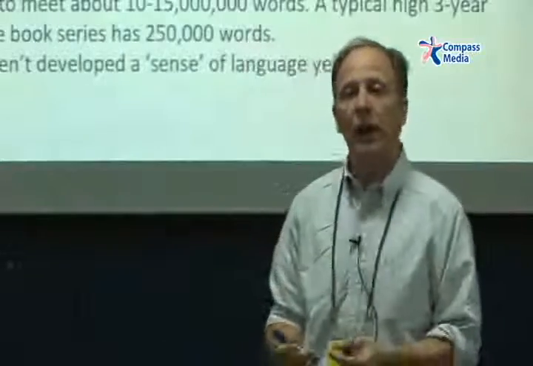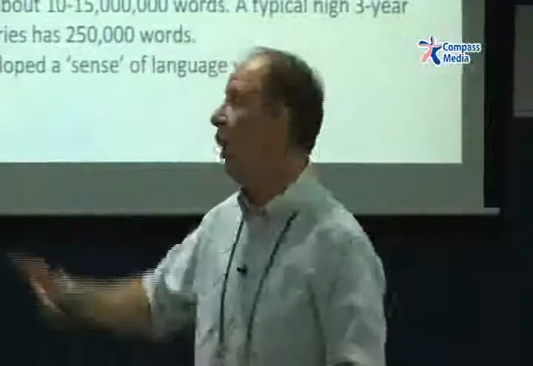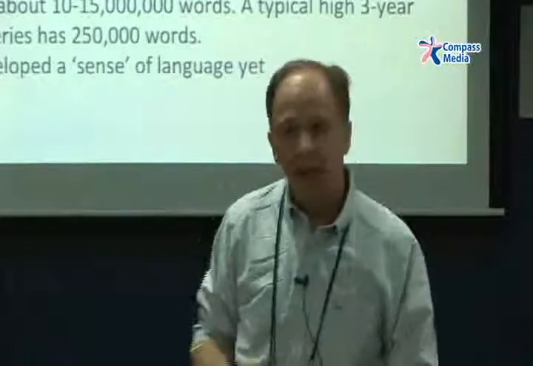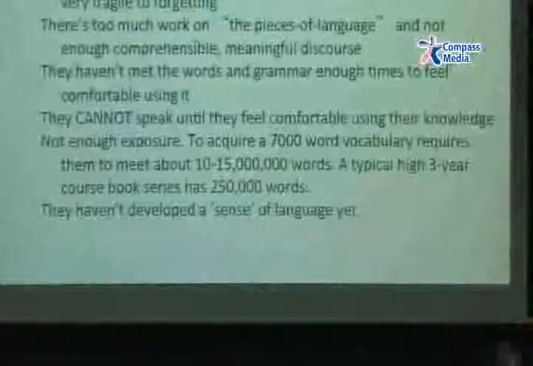A typical Korean high school textbook series, 3-level course, has about 225,000 words. Not even close to this. Okay? If you add all of the Compass graded readers, Cambridge graded readers, Cengage graded readers, Penguin graded readers, you add them all up together, about 1,000 books, you're only up to about 4 million words. So, what we can see here is that there's still a long way to go. There's simply not enough input for students to meet language enough times to get used to it.